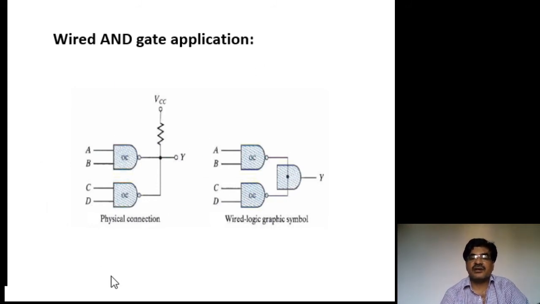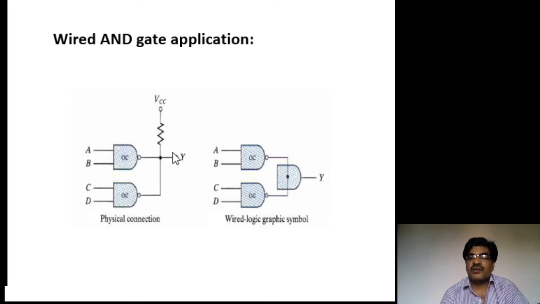That is, without an actual gate, just this junction point acts as an AND gate. If you tie the outputs of open collector gates like this, that joint point acts as an AND gate. Suppose two NAND gates in the open collector mode are used here, and both the gates' outputs are tied here.